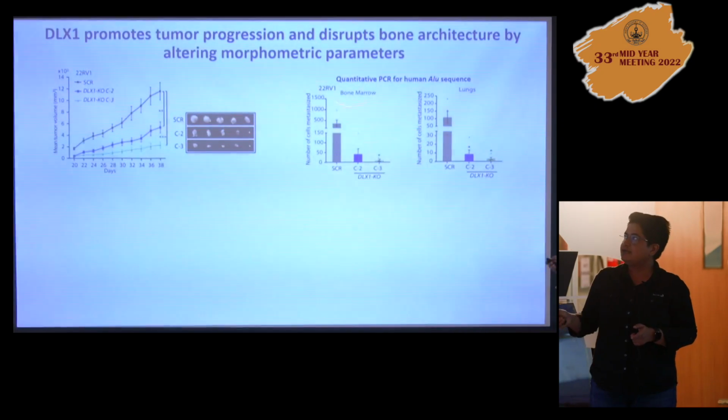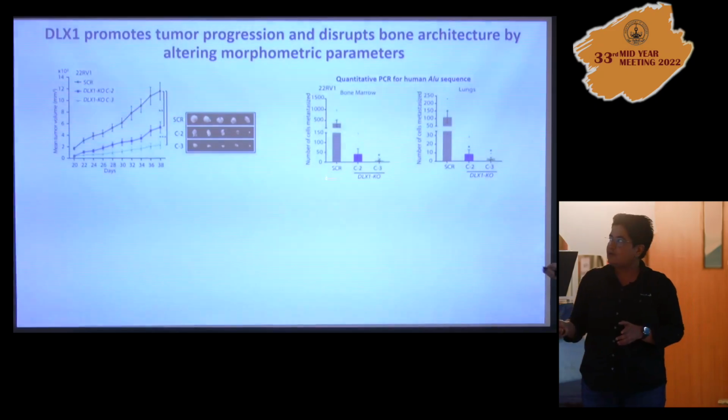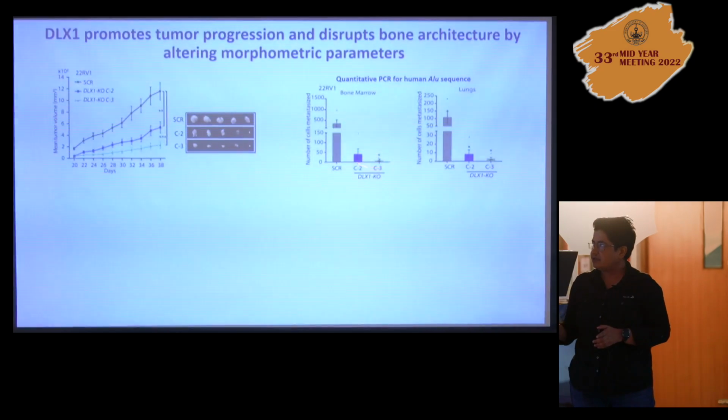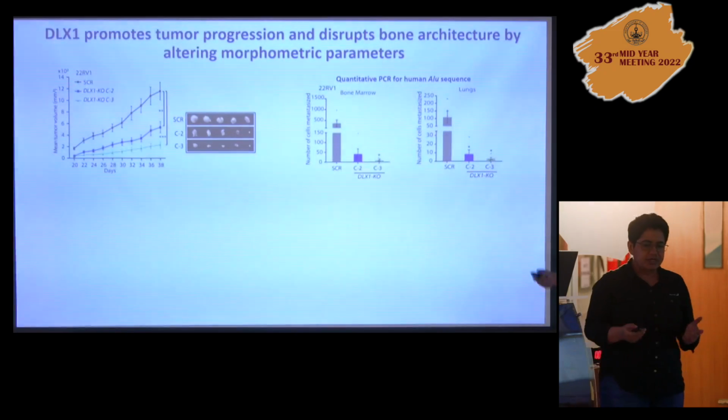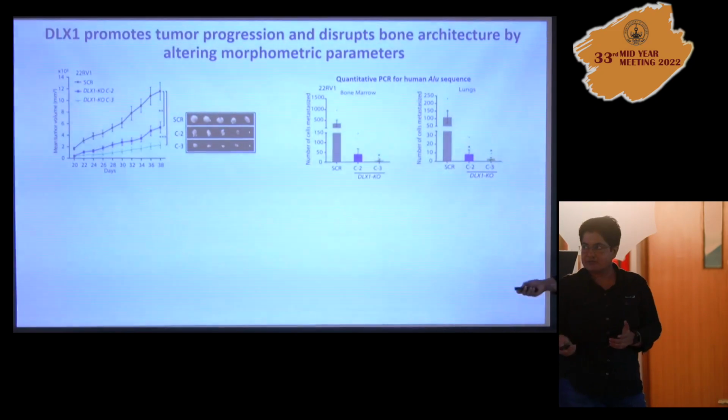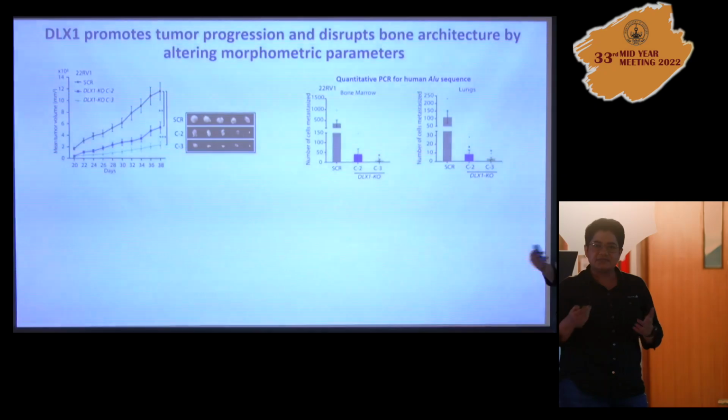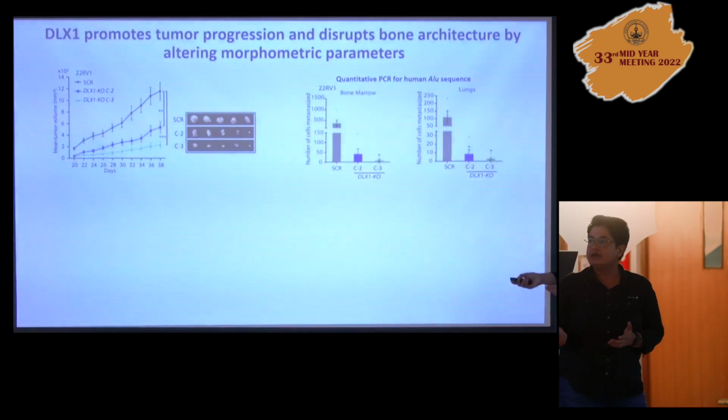Not only that, when we collected bone marrow and lungs after euthanizing these mice and performed allele-specific PCR to detect the cancer cells in the mice, we found that the mice implanted with DLX1 knockout cells show fewer cells metastasizing to bone or lungs. Now, knowing that the majority of cancer patients develop bone metastasis over a period of time, the question was, does DLX1 play any role in bone metastasis?